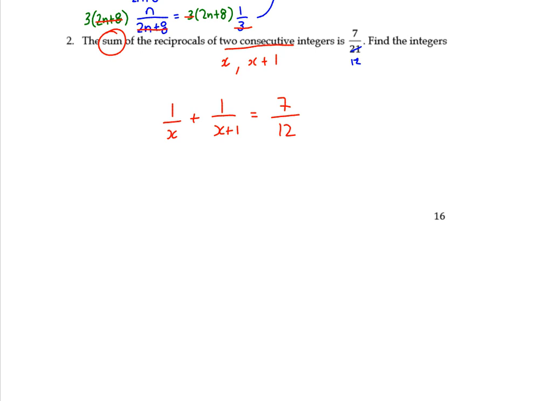Beautiful. Okay, so we're going to multiply everybody by the common denominator. What's the common denominator? Okay, there's an x plus 1, and also 12. So 12x times x plus 1. So let's multiply each term by that to get rid of the fraction.